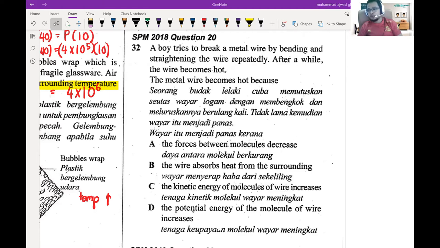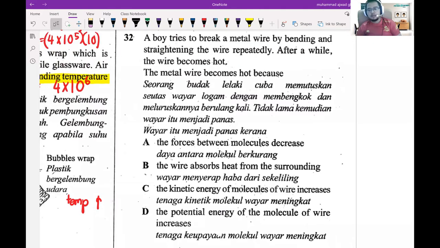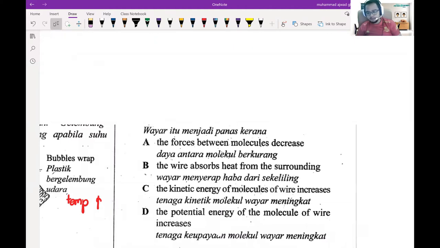Okay, the force between the molecule decrease. The wire absorb heat from the surrounding. The kinetic energy of the molecule of wire increase. The potential energy of molecule of wire increase. Okay. Mana dia dapat energy bila korang bend? Try to think. Ada wire, lepas tu kita bend, bengkokkan. Okay, so bila bengkokkan, apa energy yang berubah?